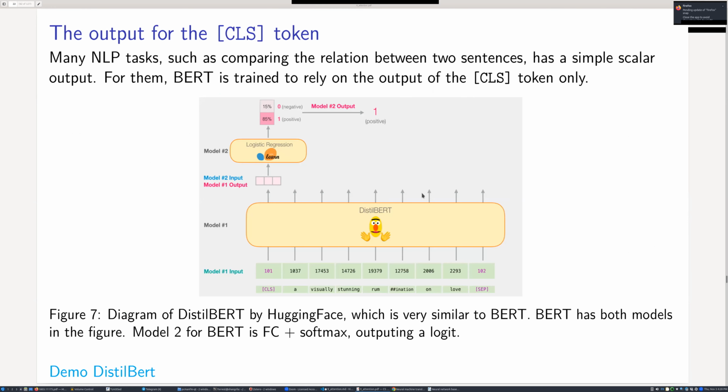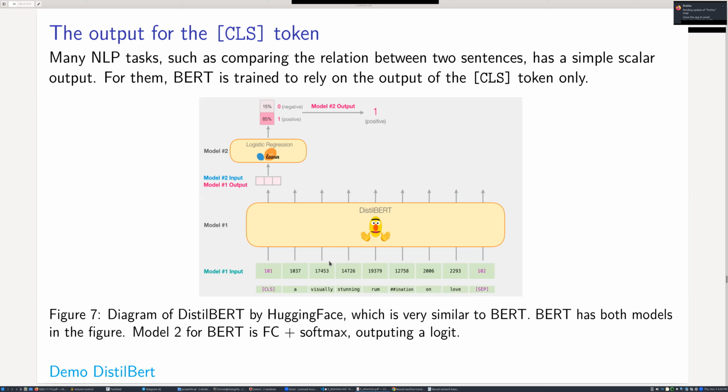All right. So here, let's see how it works. Here is a very good visualization made by Hugging Face. But here it shows a model which they call DistilBERT, which is smaller than BERT. It's not the original BERT, but the architecture is pretty much the same, okay? Except the training and the parameters are different from BERT.